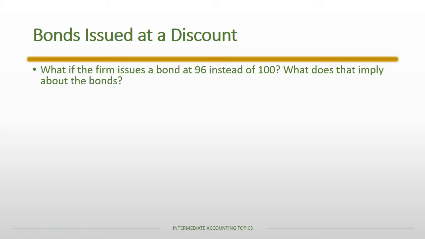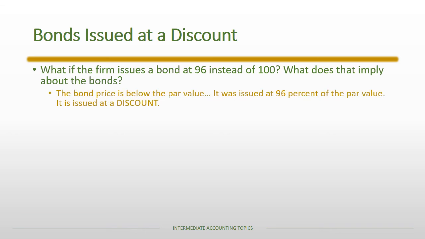What does that imply? The way that bonds are priced is always as a percentage of par. When a bond is issued at par, it means it's issued at 100. If it's issued at 96, it means that it's issued at 96% of the par value. And so that means in this case that the bond is going to be issued at a discount.